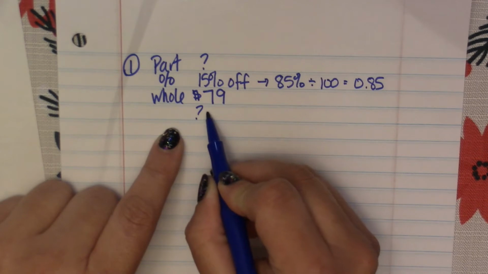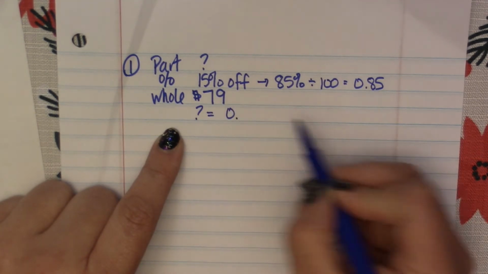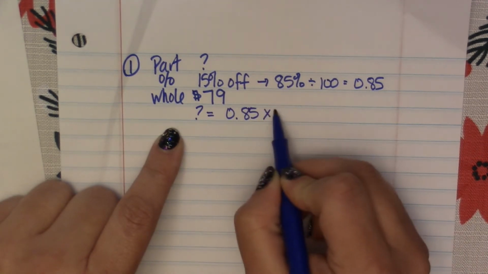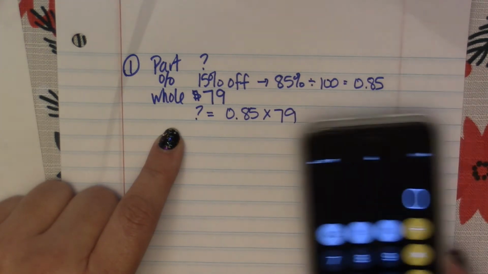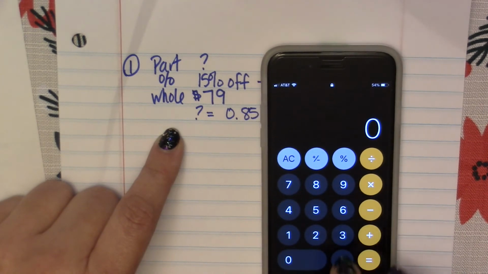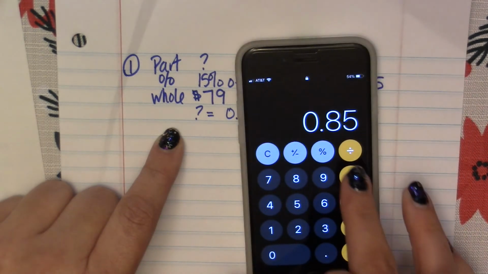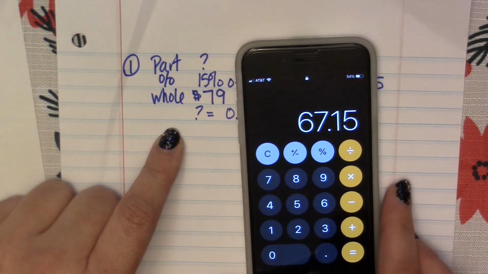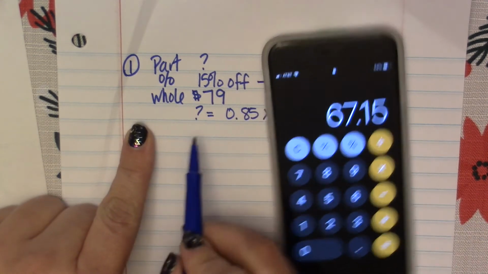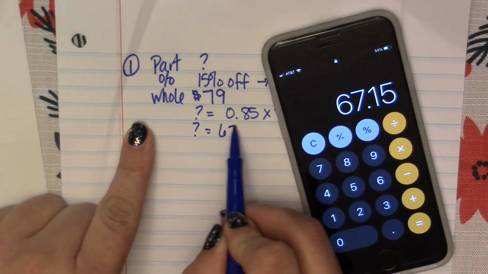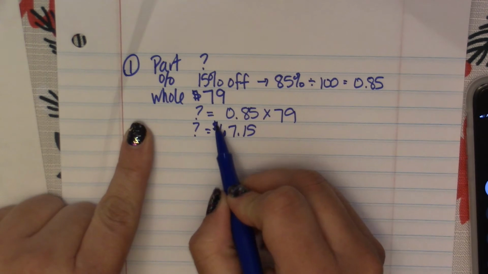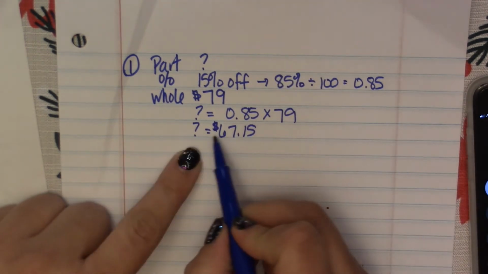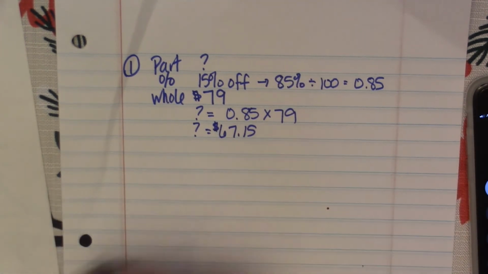Now I can put my information into my part equals percent times whole. So the part is equal to the percent written as a decimal times the whole. And let's grab a calculator. So we have 0.85 times 79, and we get a sale price of $67.15. So this would be your answer. Let's look at number two.